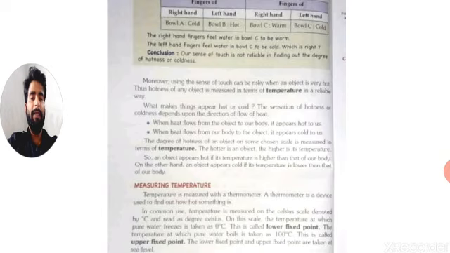So students, temperature is measured with a device known as what? Temperature is measured with a device known as thermometer. Thermometer, that means for measuring temperature we need a device known as thermometer. So for measuring temperature, we measure temperature in three different ways.